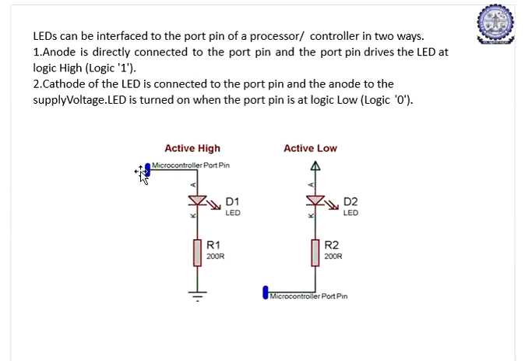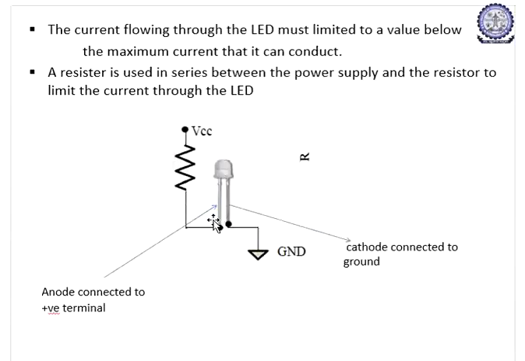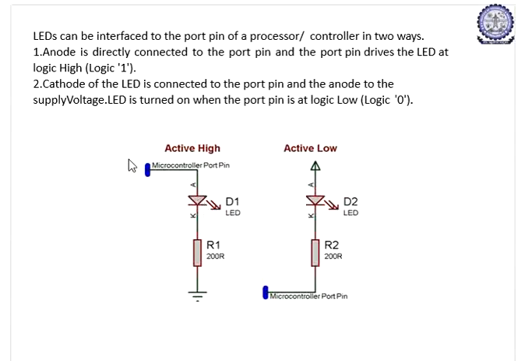Anode is connected to the microcontroller port pin, and cathode is connected to the resistor, which is connected to the ground. Whenever anode is connected to the VCC or microcontroller pin, as we said in the previous slide, and a high input comes from that pin, the LED will glow. In the same way, if the cathode is connected to the microcontroller pin, then whenever a low input comes here, the LED will be glowing. That's what they are explaining.